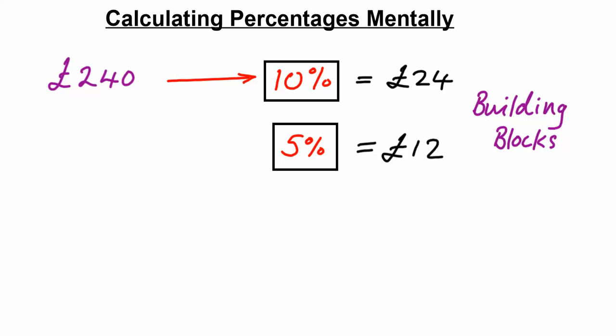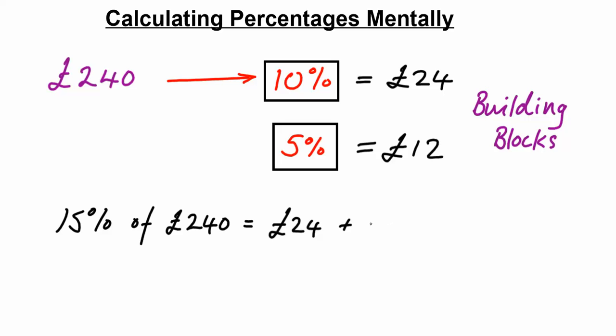multiple of 5. So for example, 15% of £240 would be the 10% block, which was worth £24, plus the 5% block, which in this case was £12, giving me an answer of £36.